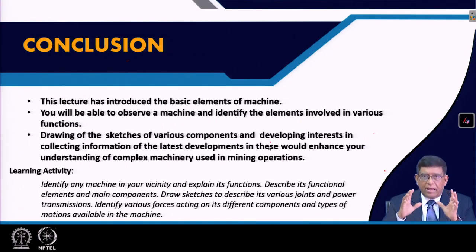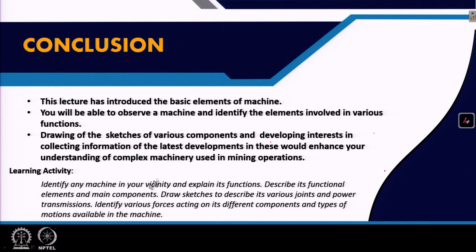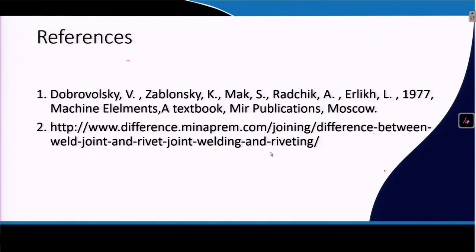So that is what this lecture has introduced to you about the different machine elements, so that whenever you see any machine working, you try to understand what the different parts working over there are, and particularly the functional elements and the power transmission elements are most important. In our next class, I will be discussing some of these power transmission systems, and please do this activity along with the assignment which I have just described: identify a machine in your vicinity and explain its functions, describe its functional elements and components, draw sketches to describe its various joints and power transmission, and identify the various forces acting on the different components and the types of motions available in that machine. If you do that, it will help you understand machines in a much better way.